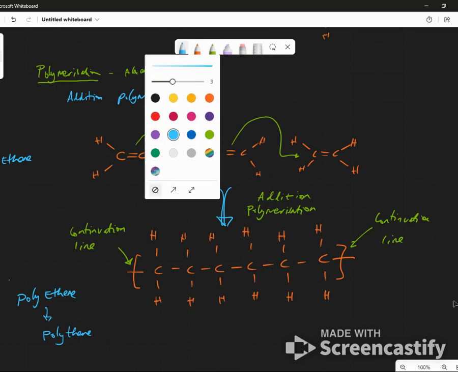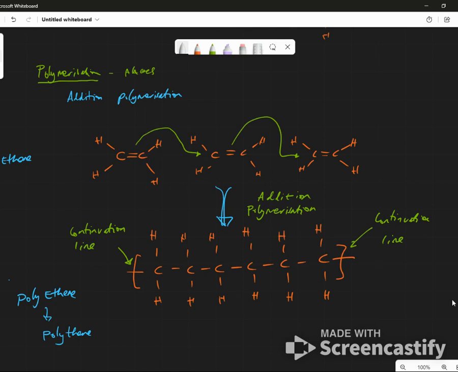Now, these molecules here at the top, these are the single units or the single part, or one part, and one is mono, part is mer. So the ethene are the monomers, and when they form the polymer, we get many parts. Many parts is known as the polymer. Okay, so ethene is the monomer, and polythene is the polymer.